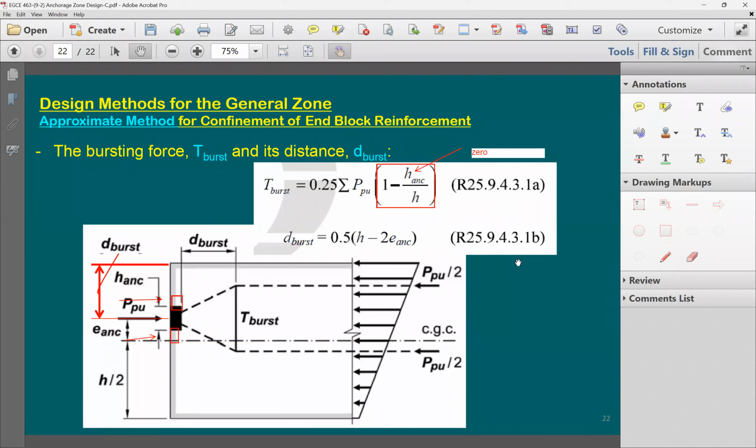So the code equation is so simple. It just says take a quarter of the total force applied at the end block, which means the pre-stressing force, and use it to be your tension force for the design. Where is it going to be located? Take this amount of eccentricity, if you like, call it eccentricity from the top of the beam and just reflect it in the x direction. This gives you your location for the tension force. And this is where you design your reinforcing for.